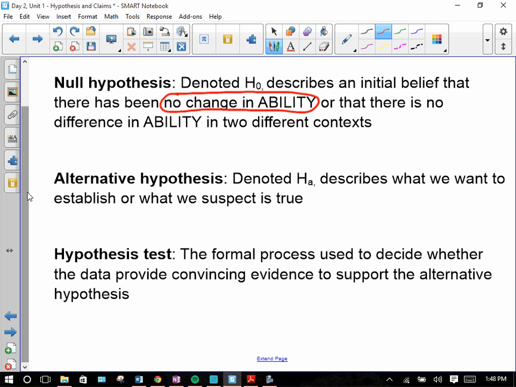All right? The hypothesis test, which we're not going to do today, is the formal process used to decide whether the data provides convincing evidence to support the alternative hypothesis. The hypothesis test is the test that we use to figure out whether or not we have convincing evidence to either reject the null hypothesis or accept the alternative hypothesis. Okay? So the alternative hypothesis deals with there being a change in ability. The null hypothesis deals with there being no change in ability.